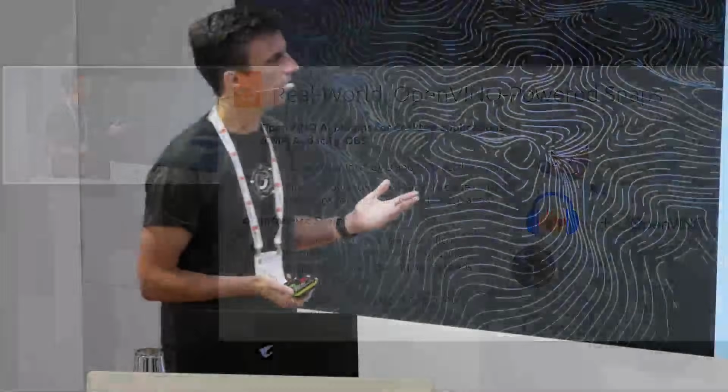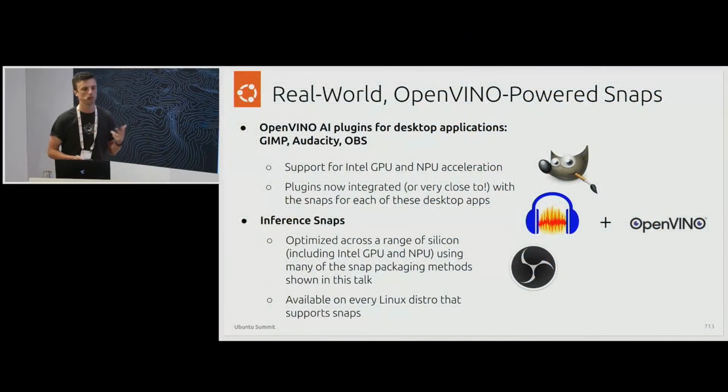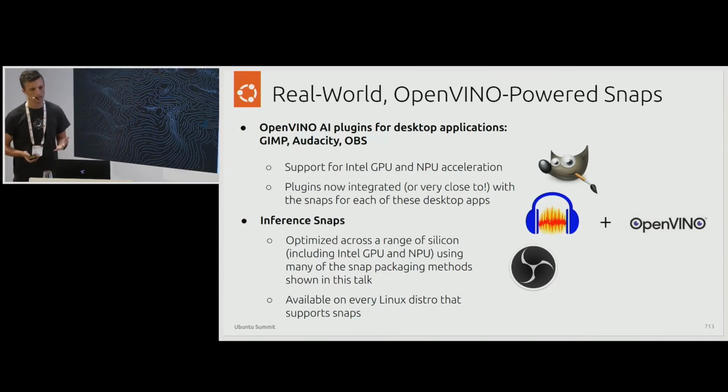Namely, there are plugins that have already been developed by Intel for 3 very popular Linux desktop applications. GIMP, which is for image editing, Audacity, which is for audio editing, and OBS, which is for video recording and live streaming. And in addition to that, there's also these Inference snaps that Farshid and his team introduced yesterday that also make use of a lot of these same building blocks that I've introduced in this talk for integrating with OpenVINO, the NPU, and the GPU from Intel.